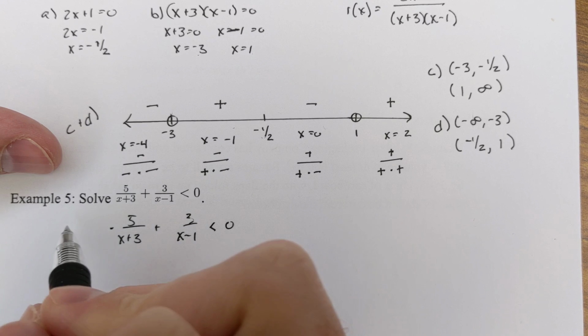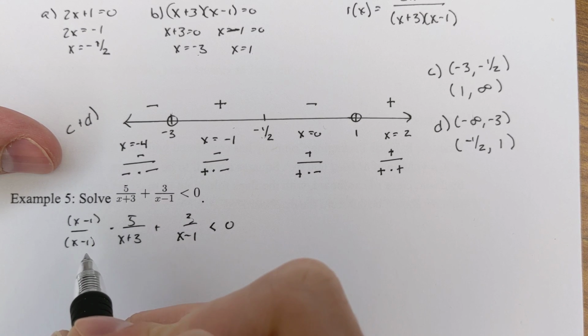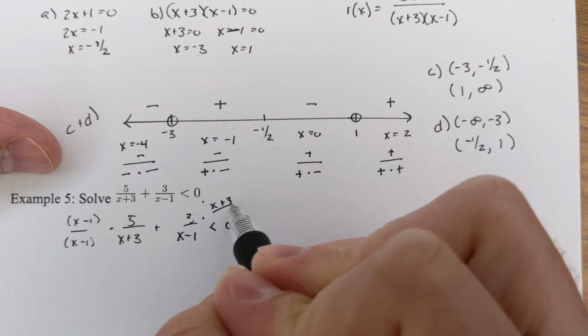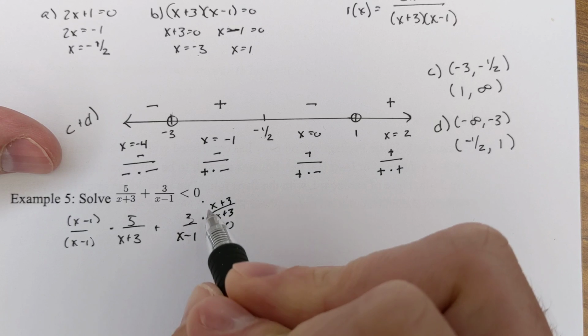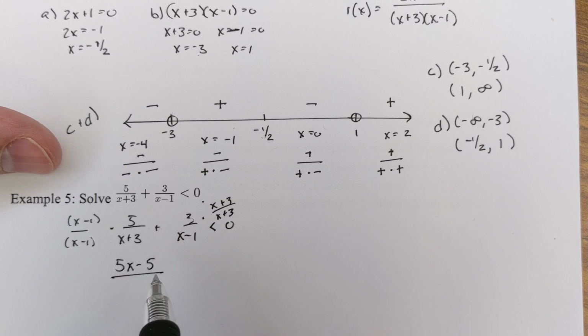So to get a common denominator, you multiply by the other denominator. So this one needs an x minus 1. You have to do it on the top and bottom to keep it equal to 1. This one needs an x plus 3 on top and bottom to keep it equal. So on top here, I've got 5x minus 5. On bottom, x minus 1 times x plus 3.